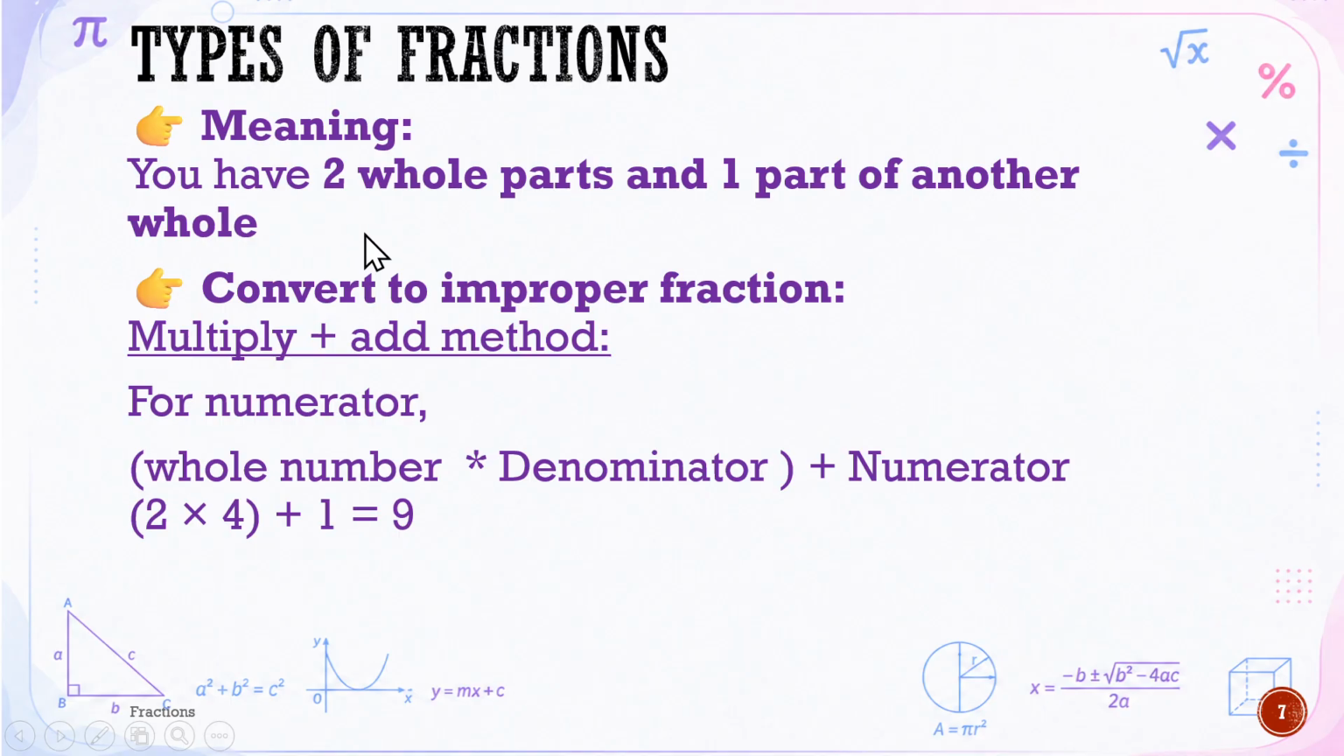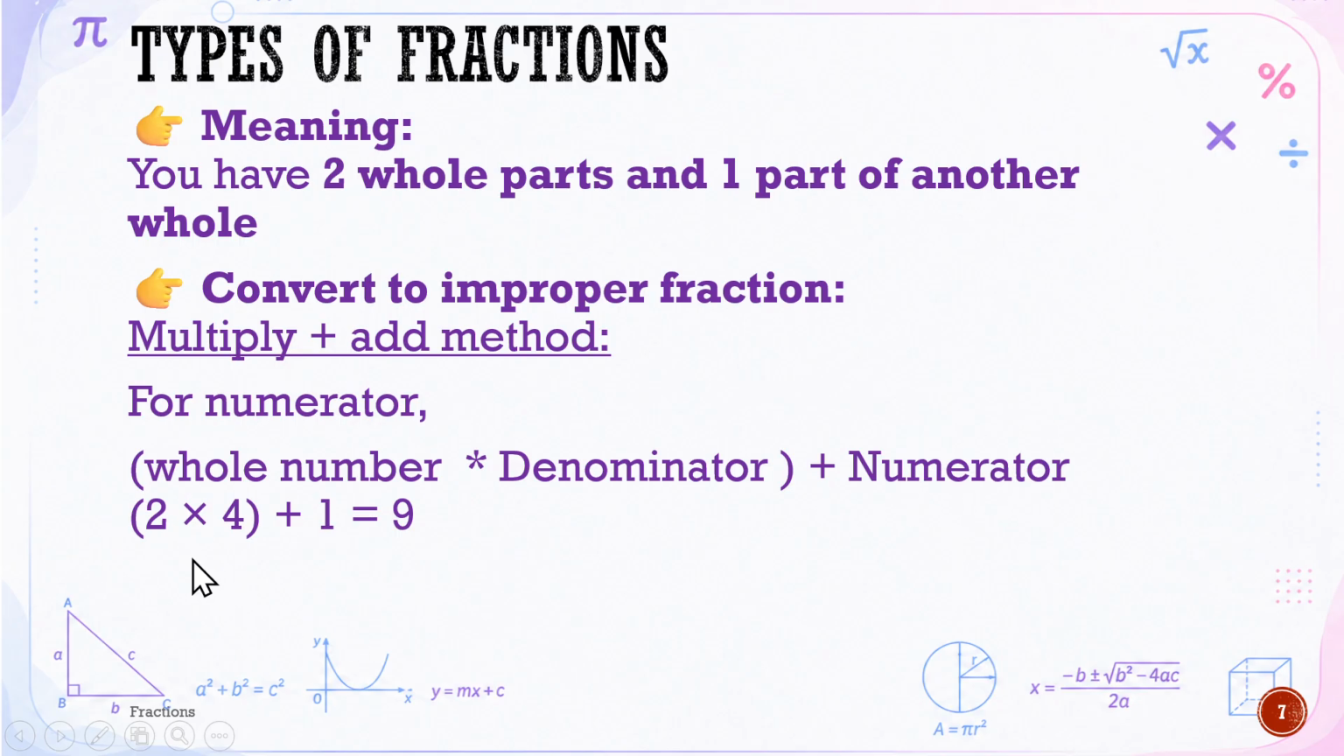Now you may have examples like converting a mixed number into an improper fraction, right? So here I have 2 1 by 4 and you will have a question to convert it into an improper fraction. To do that, you use the multiply and add method. For the numerator, you take the whole number, multiply it by the denominator, and then add the numerator to it.